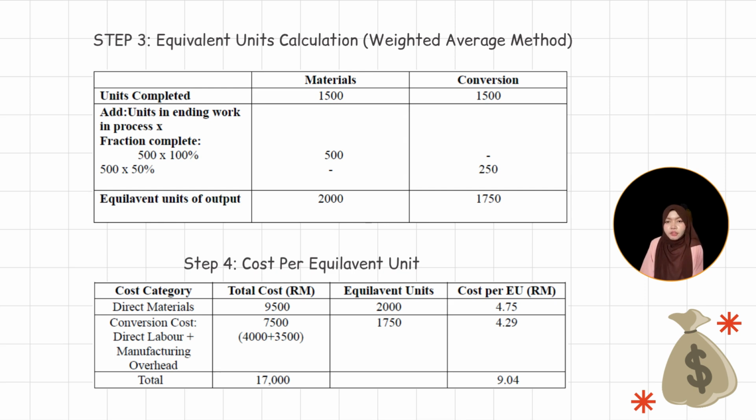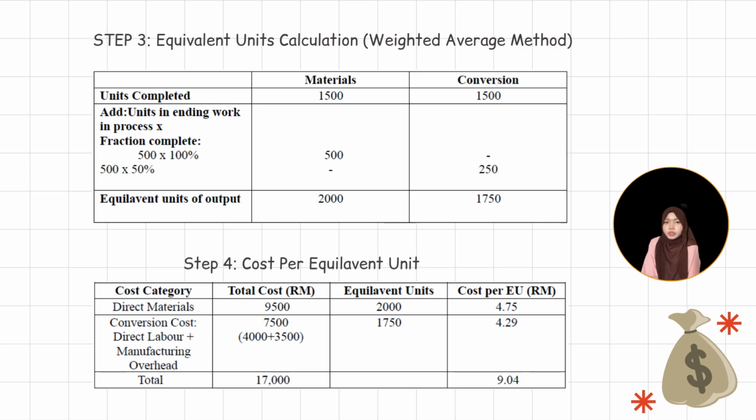For unit complete, we have 1,500 units for both material and conversion because they are fully processed. For the unit in ending work in progress, we apply the fraction complete based on their current stage. For material, it is 100% complete, giving us 500 equivalent unit. For conversion, it is 50% complete, which gives us 250 equivalent unit. As a result, our total equivalent unit of output is 2,000 unit for material and 1,750 unit for conversion.